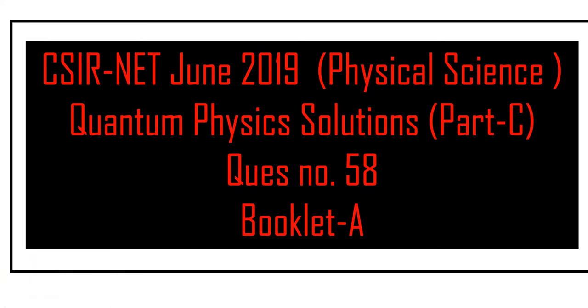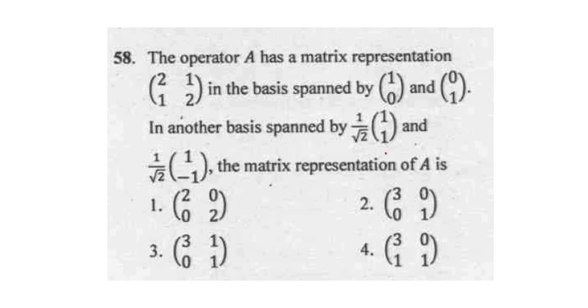Hello. In this video, I am going to discuss question number 58 from part C of CSIR-NET June 2019. So let's start the question. An operator A is given in basis 1 0, 0 1, and you have to identify the other matrix in a different basis. This question is from the similarity transformation topic.